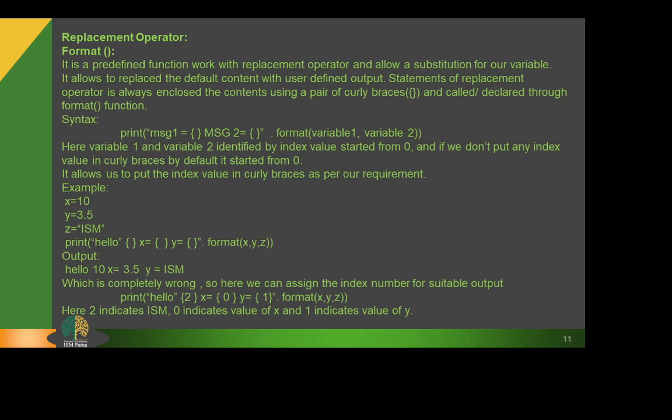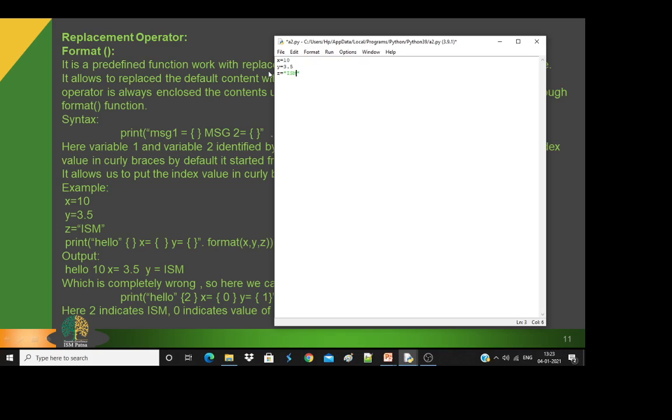So if we use the format string, it always expresses the content with curly braces. These curly braces represent the replacement operator. So let's check the replacement operator and the format function with an example. Suppose these are some constant values. One is in integer form, another one is in float form, and the last one is in string format.